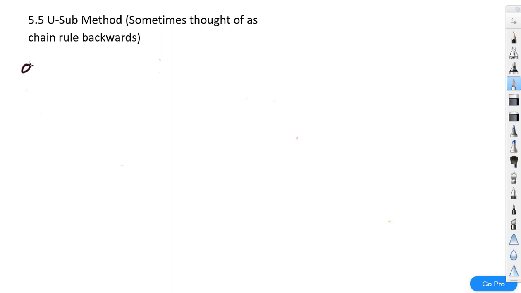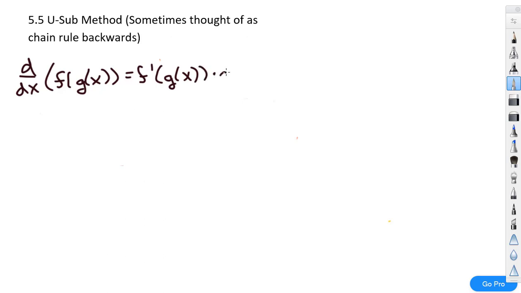So let's say that we take the derivative, d over dx, of a function f composed with a function g. Now remember, if we're doing the chain rule, that's going to be the derivative of the outside, leave that inside alone, times the derivative of the inside function.